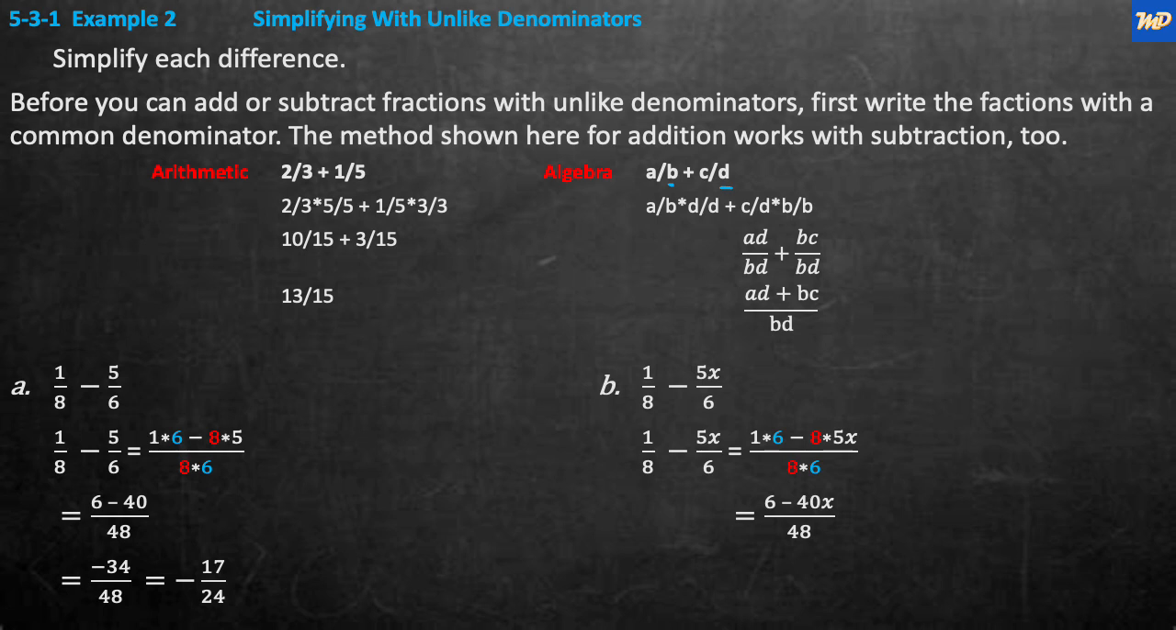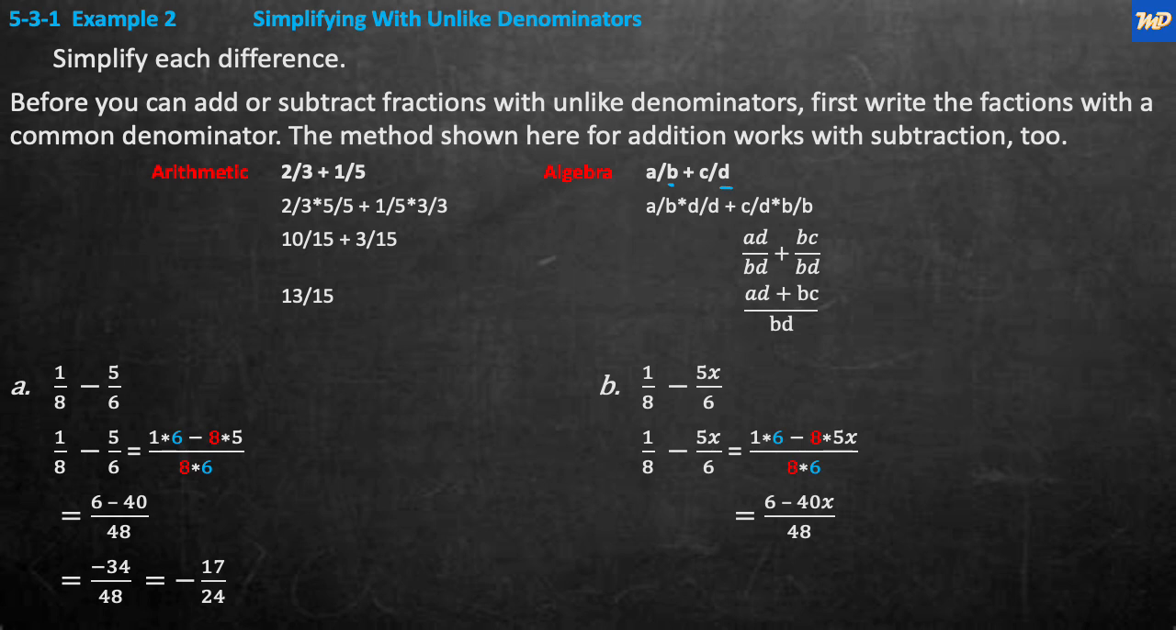Okay, and then once you do that, you're going to have AD over BD plus BC over BD. Once that's simplified, now you see we have a common denominator. The BD is common, and it just so happens to be the denominators multiplied together. So now we have AD plus BC over BD, the common denominator.